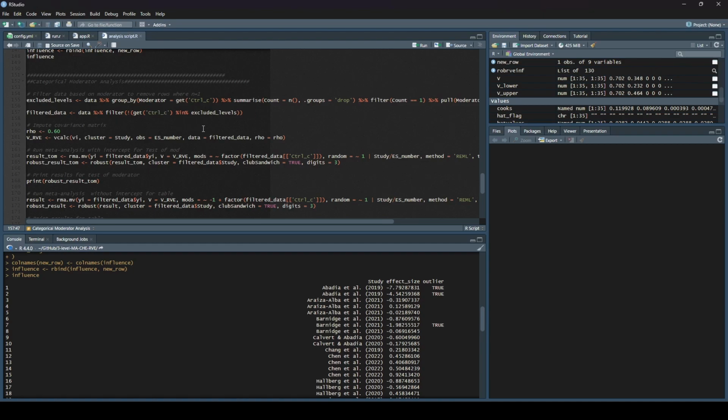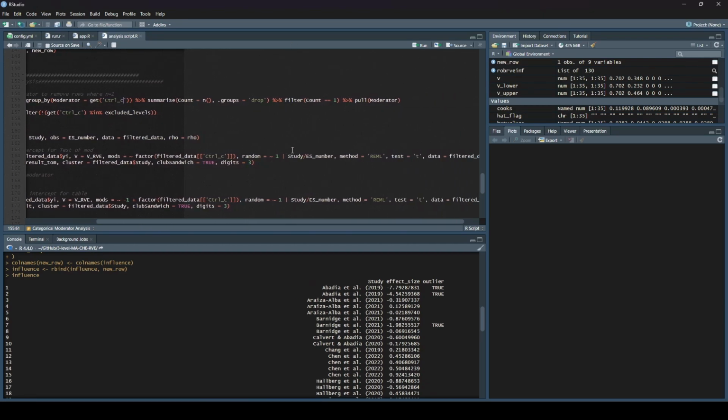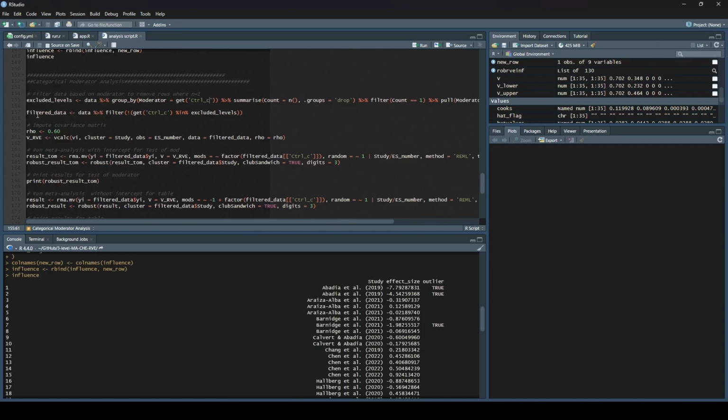Okay. So this is going to look at your moderator. In this case, we're going to use Control C, which is our control group that we're comparing to. We are going to drop any level that has one or less, and put this new filtered data into a new item called filtered data. That's probably a really poor explanation.